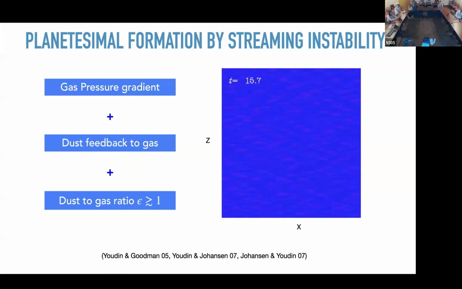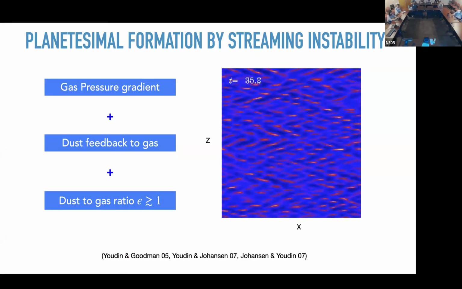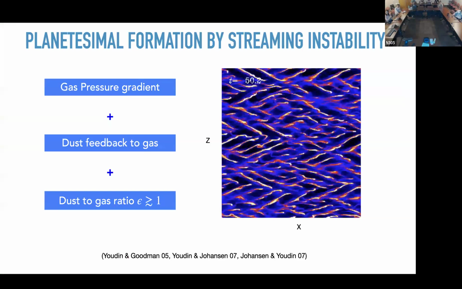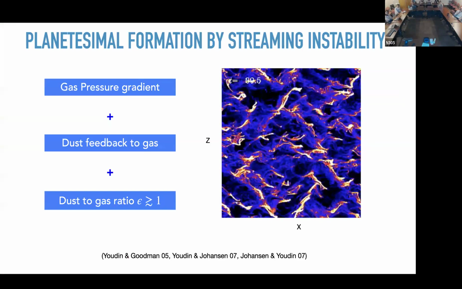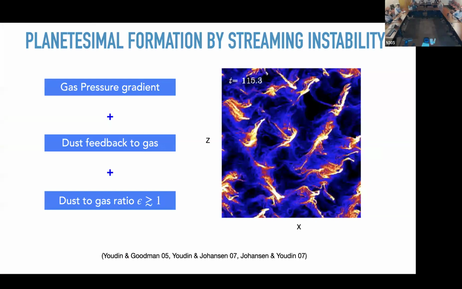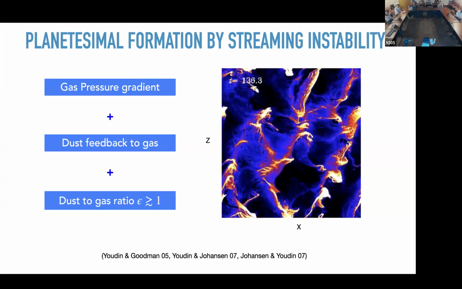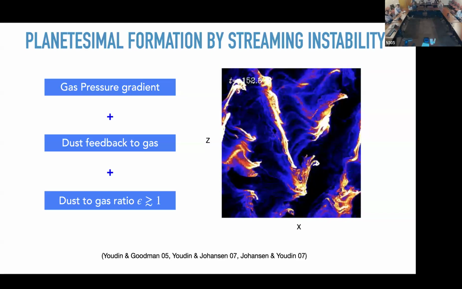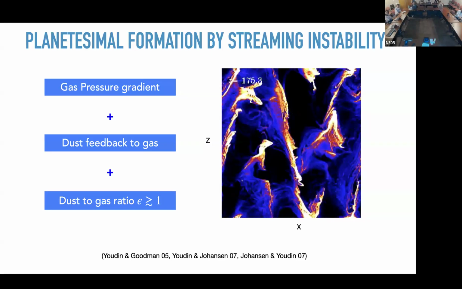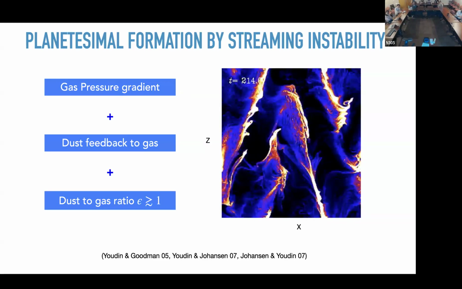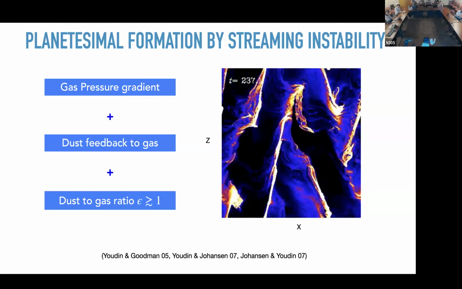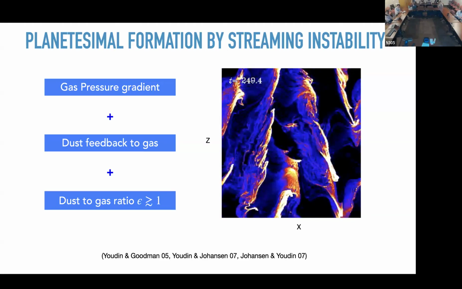Now this is a simulation movie showing you what streaming instability looks like. It's lagging here, but we can see that as time goes on, you have these clumpy structures of dust, and this is where you can further form planetesimals. There are three very important factors for streaming instability to operate. First is the gas pressure gradient, because only with that you can have the radial drift of the dust.